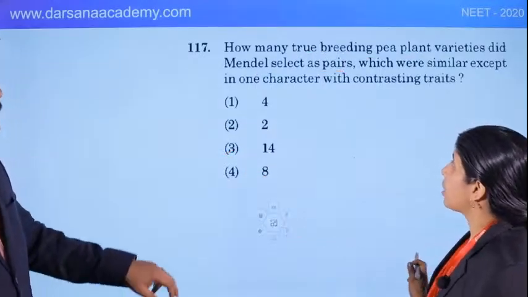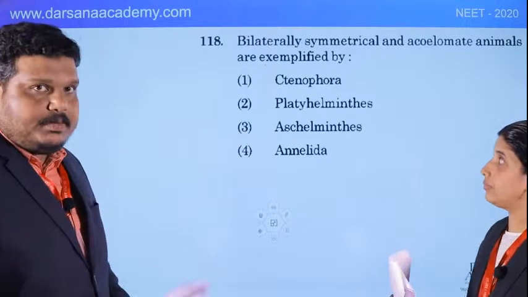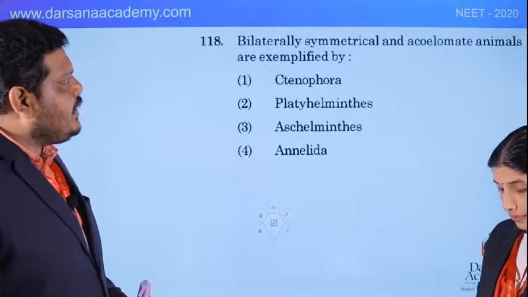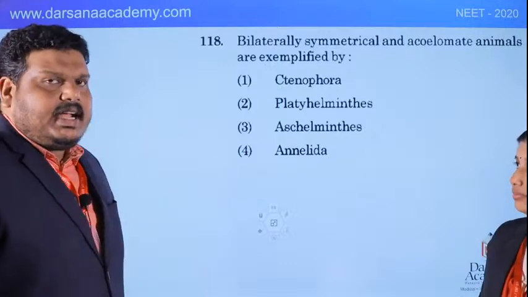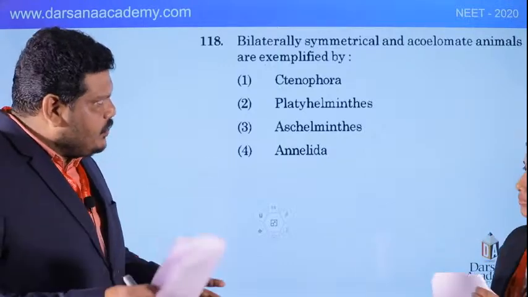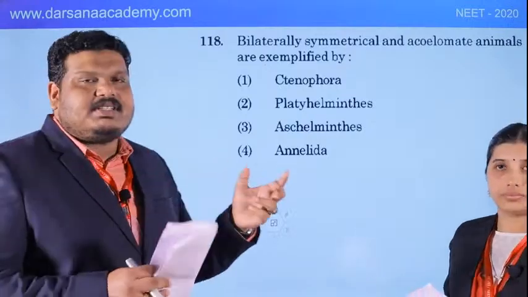Right. And what about the next question? This is from the Animal Kingdom chapter of the first year portion of zoology. The bilaterally symmetrical and acoelomate animal are exemplified by. This kind of question is a bit confusing for every type of student, because symmetry, bilateral symmetry and acoelomate are quite confusing.